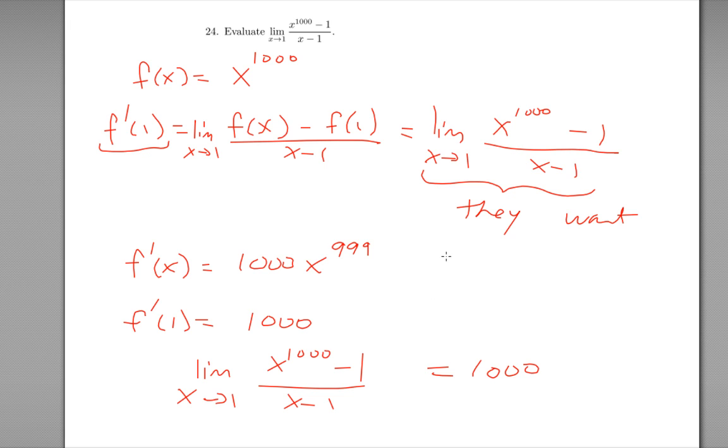Of course, I'm sure if you use L'Hopital's rule, you'd come to the same conclusion, but sometimes you can't use L'Hopital's rule, so it is good to have this kind of thing in mind. Keep in mind that sometimes when they ask for a limit, what they're actually asking for is the derivative of something.